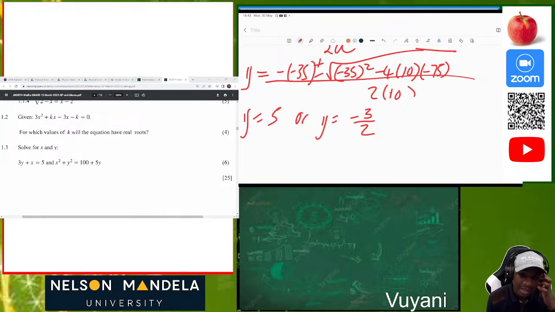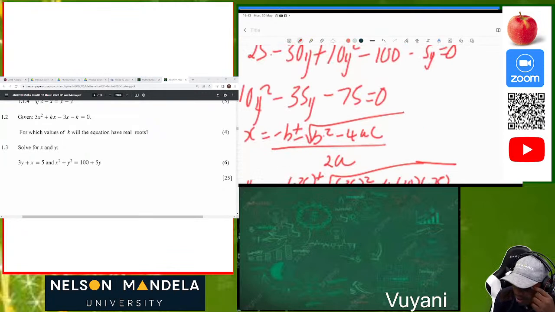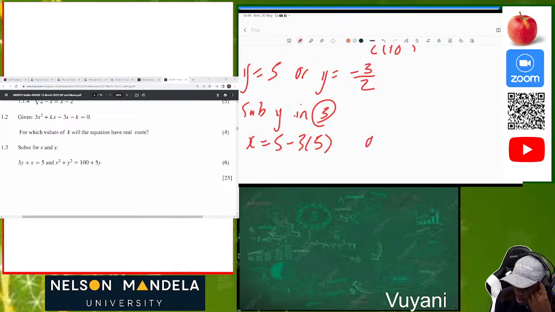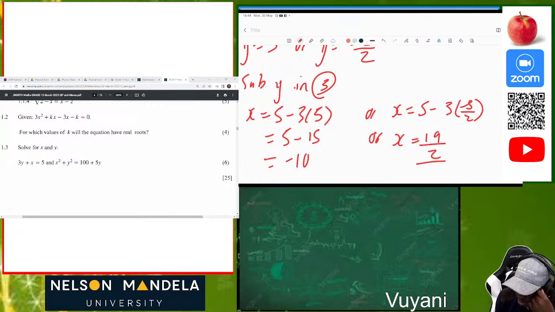Now we must be able to calculate the x values. So we said from equation number 3, our x is equal to 5 minus 3y. So now just write "substitute y in equation number 3". So x is equal to 5 minus 3y. In this instance, we substitute y as 5, or x will be equal to 5 minus 3 times negative 3 over 2. Then this will be 5 minus 15, that's negative 10, or x will be equal to 5 minus 3 times negative 3 over 2. Then after that, using your calculator, we get 19 over 2. So these are your x values.